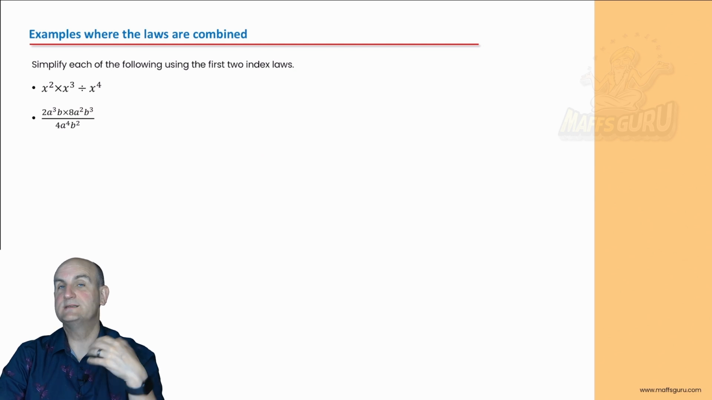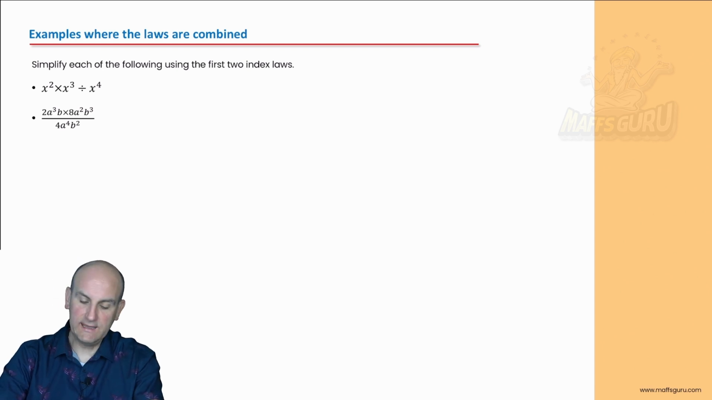And now we look at examples where the laws are combined. What does that mean? We're going to use both law 1 and law 2. So we've got here x squared times x to the power of 3, all divided by x to the power of 4.